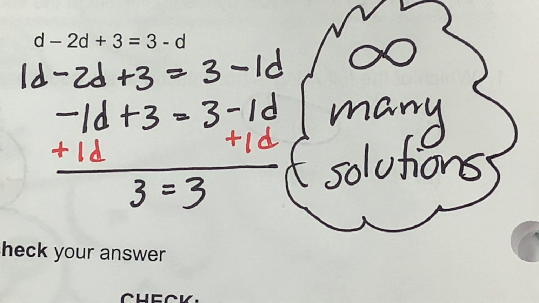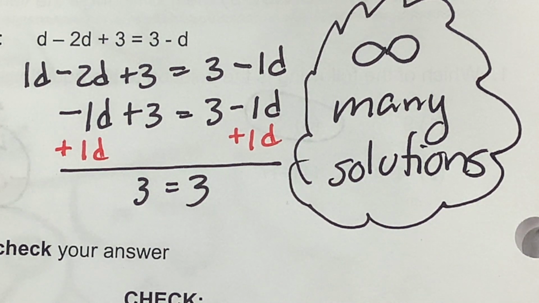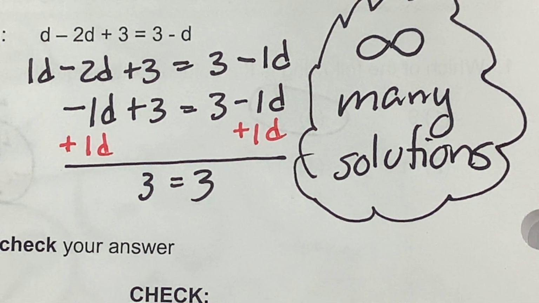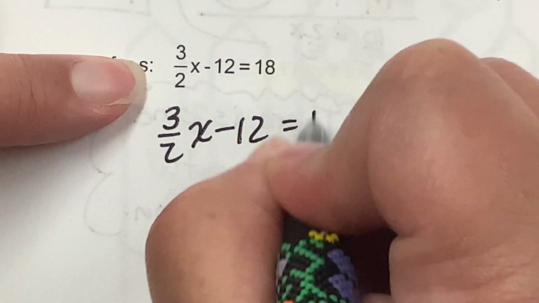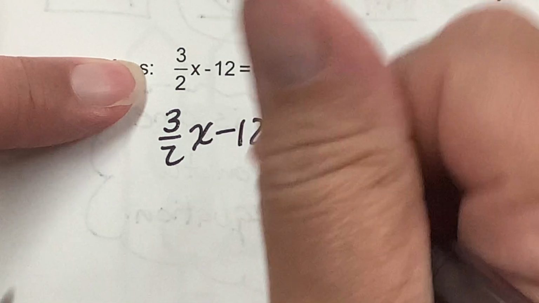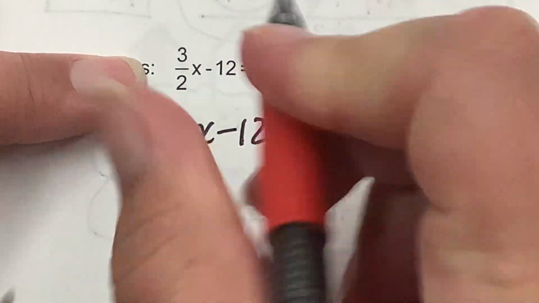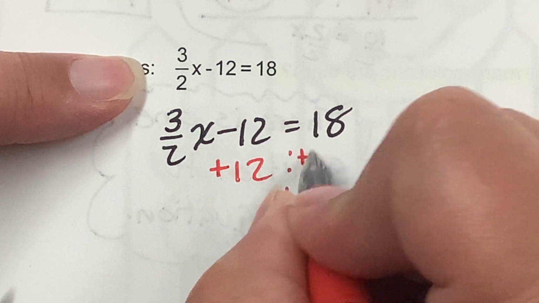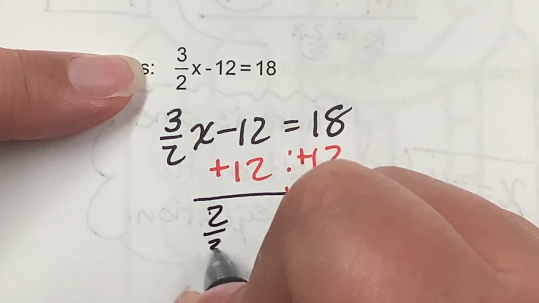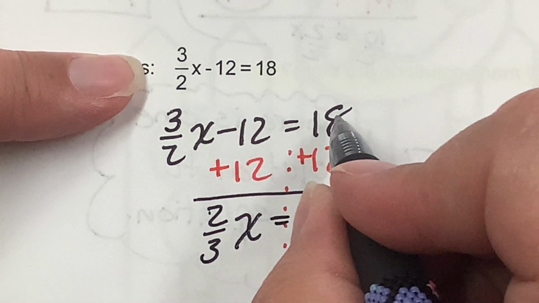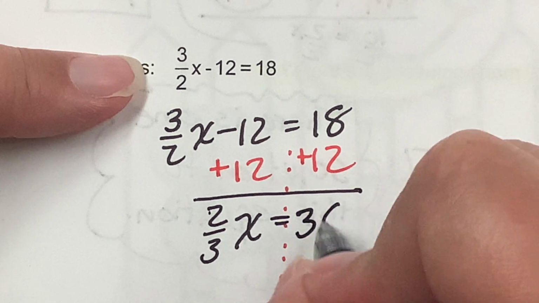All right, number 6 says solve each of the following equations and check your answers. Ew, yuck, I have to actually show work and check things. Yes, yes you do, get over it. Here we go. For this one, when I rewrite it, 3 over 2x minus 12 equals 18. I am going to put my dotted lines here. I can't combine like terms, but I can add 12 to both sides. And I get 2/3 x equals 18 plus 12 is 30.